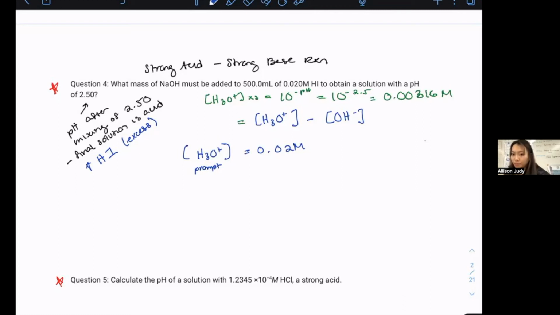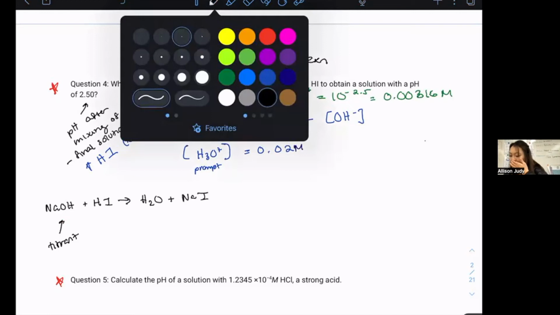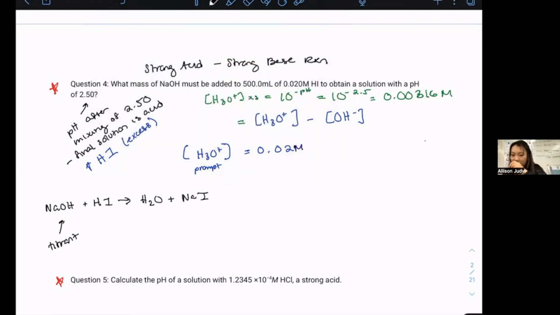That's what I'm controlling. By the way, for a titration, we would say then that the titrant for this reaction between NaOH and HI to produce H2O and NaI, the titrant is the NaOH. If you were going to put this into lab, that's what you're adding in.